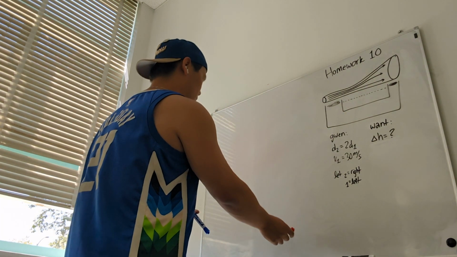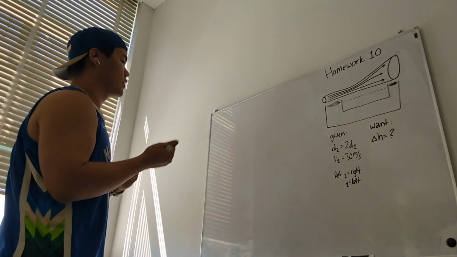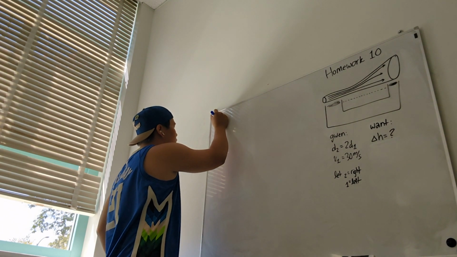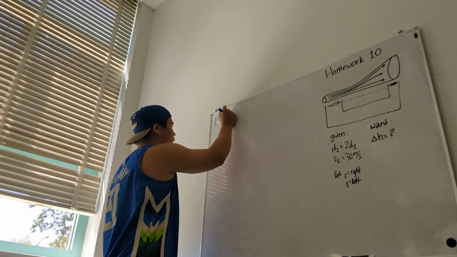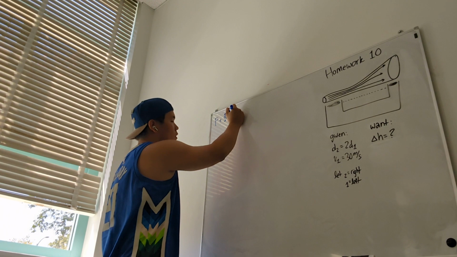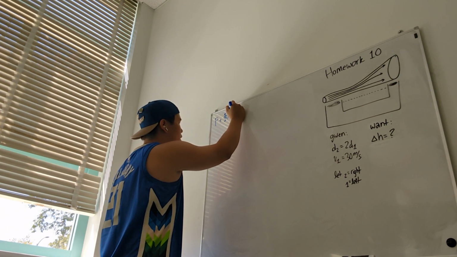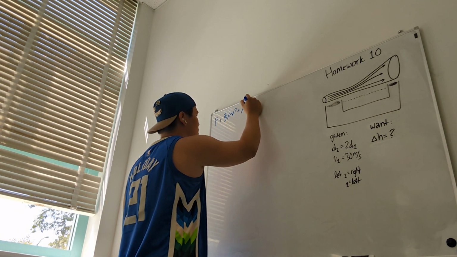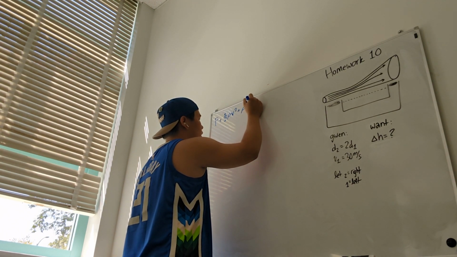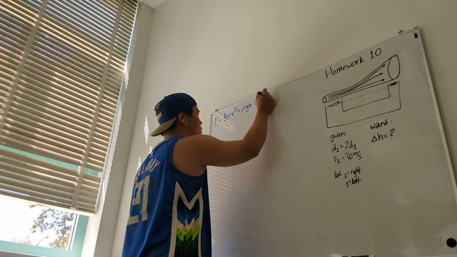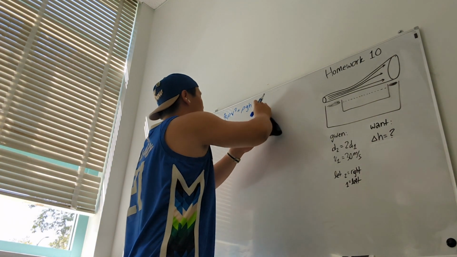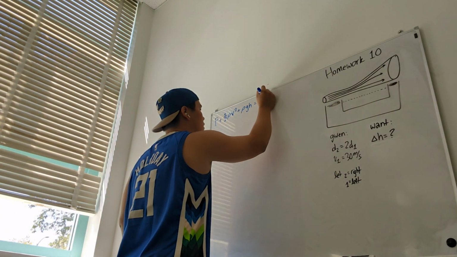So let's start with Bernoulli's, because we're working with laminar flow here. Bernoulli's says pressure plus 1/2 density times velocity squared plus density times gravity constant times height is equal to a constant. Sorry, not 0, I meant constant. You can call it C.